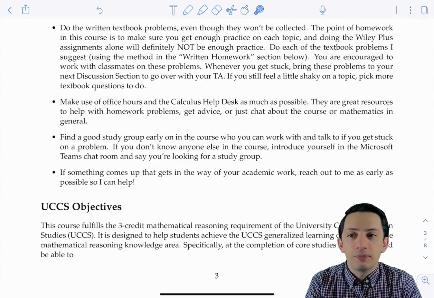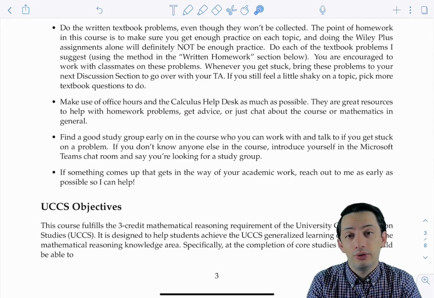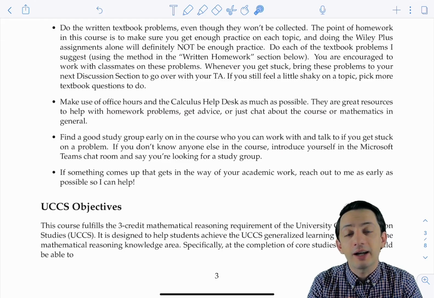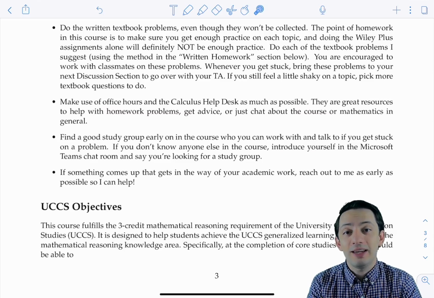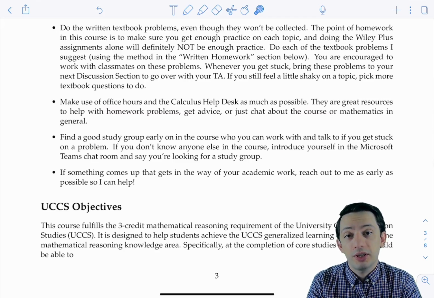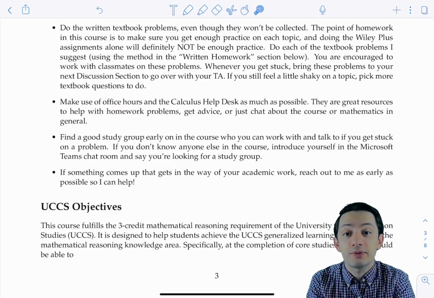Now, these are optional in the sense that they're not going to be collected or graded, but you should really think about them as required, because they are the problems that I've really decided you need to do to understand the material. So if you just do the online graded homework, you're not going to understand the material well enough to do well in the mini exams. This other homework, even though it's not graded, you should really think of as required. If you get stuck on these, you should bring them to office hours or the calculus help desk or the discussion sections. That's what they're there for.